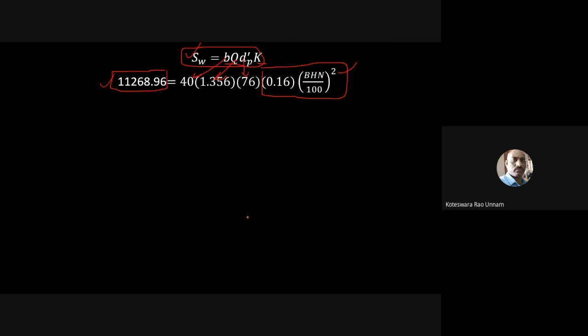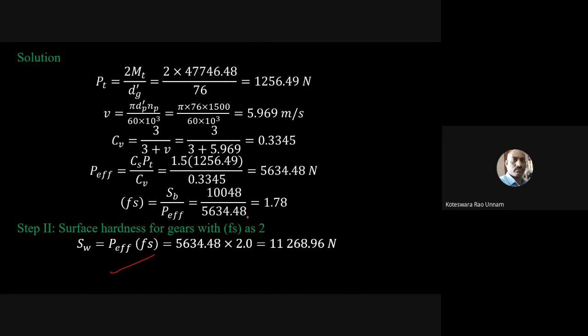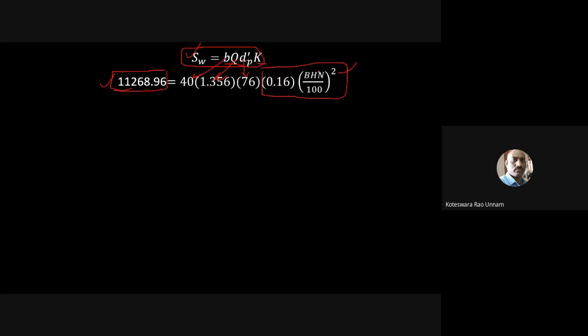So this is the value we calculated in the previous step: P effective into factor of safety is nothing but 11,268.96 newtons. So we'll substitute that here. So from this we can calculate the BHN directly from this equation, which comes out as 413.35, which could be rounded up to 420. So that is, the surface requires a 420 BHN. Brinell number of 420 is required for the surface. Okay, so this is the second part of the solution of the question.